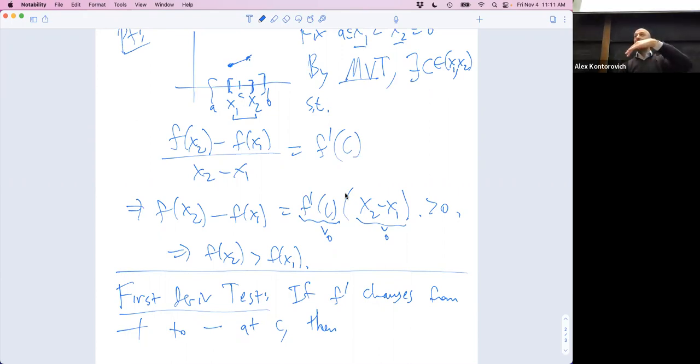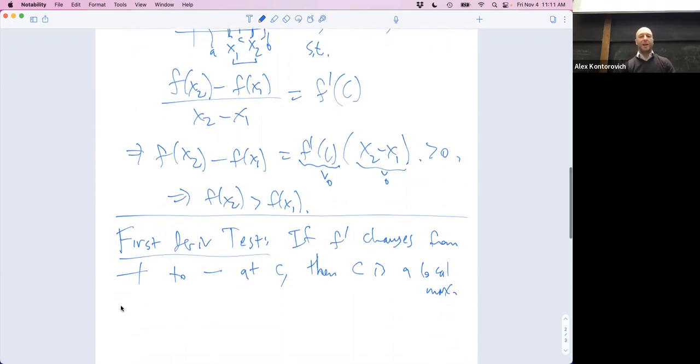What kind of max? Absolute? No, I don't know anything about absolute. All I know is about in the neighborhood. Then C is a local max. And if f prime changes from minus to plus, then C is a local min. Okay, great.